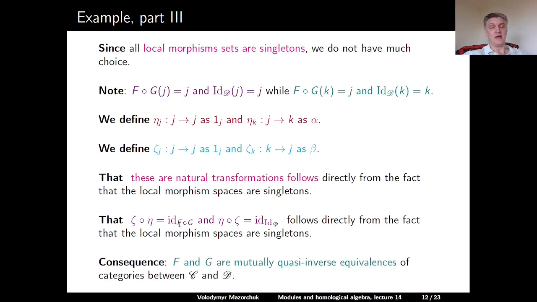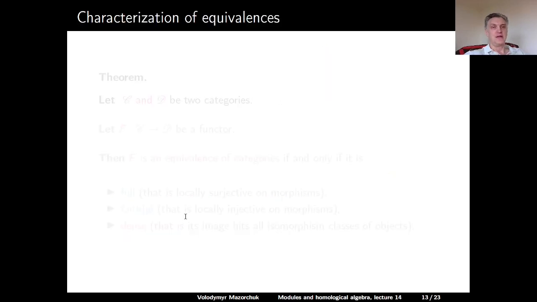Consequence: we have just proved that F and G are mutually quasi-inverse equivalences of categories between the category C and the category D. So we have two categories which are not isomorphic, but which are equivalent. The main result of this lecture is the following characterization of equivalences of categories. Theorem. Let C and D be two categories. Let F be a functor from C to D.